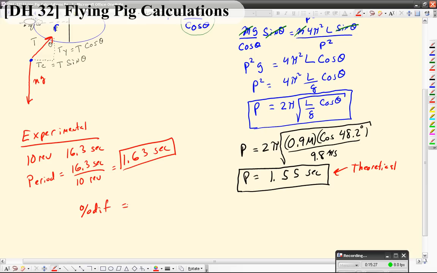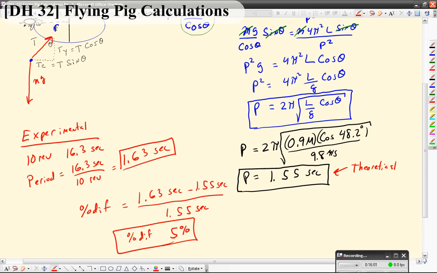So for percent difference, I'm going to take the experimental 1.63 seconds minus the theoretical 1.55 seconds divided by 1.55 seconds, the theoretical. And for you purists out there who like to multiply by 100, you're going to get a percent that is about 5%. So that's pretty cool that we can get this to within 5%. At least I think it's cool.